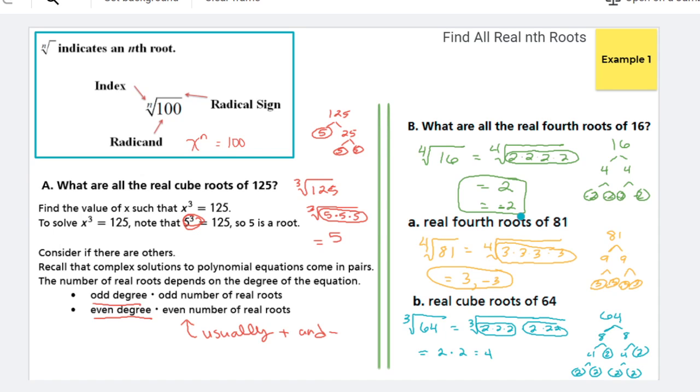Now we have to think about whether it could be positive or negative. What if we had a -4 to the third? If I had -4 to the third, that would be a positive 16 times -4, which would be -64. So -4 didn't work, and we know that because of the odd power here. We know that 4 is the only one that works.